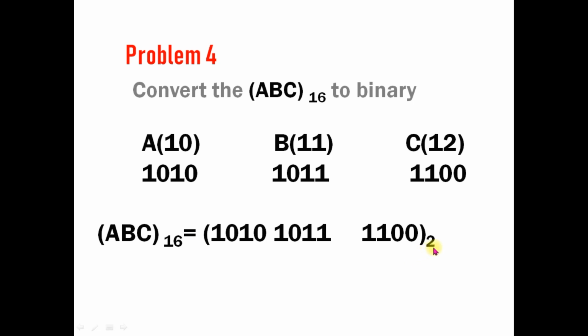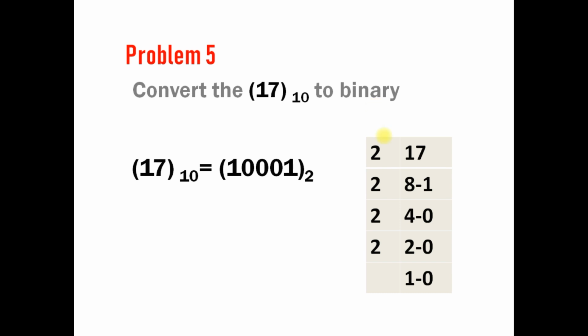This is the answer. This 17 in binary, we have to divide this term by 2 continuously, and then we have to keep the remainder on this side. We get 10001. This is the answer with the base 2.